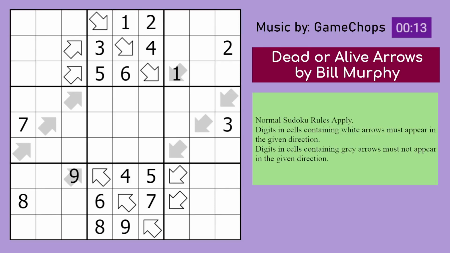Hello, this is the January Approachable Sudoku for the 31st of January. It is Dead or Alive Arrows by Bill Murphy. So you have two different types of arrows here, which were used by Clover in previous puzzles. So yeah, okay. We're gonna look at them right now.